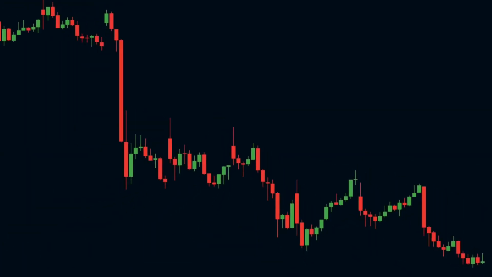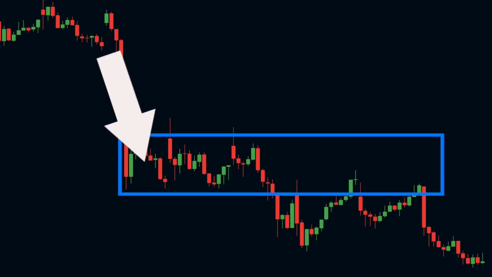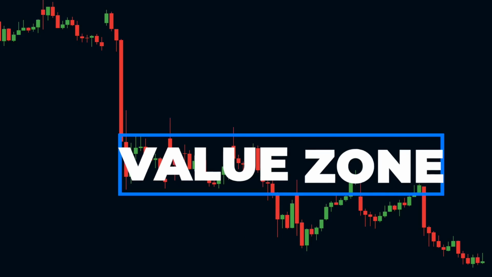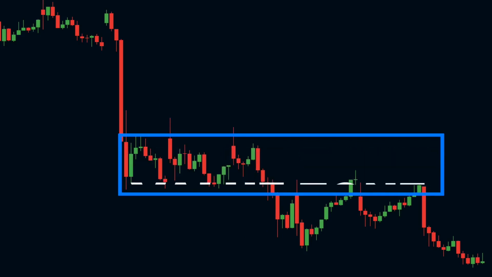On this chart, we see that initially the price created this down move, and it found value in this area. The buyers come in and buy at the lower boundary, while the sellers come in and sell on the higher boundary. As a result, the price forms this sideways range. Then, the price breaks below the range and trades lower. At this point, we mark the value zone with a rectangle.